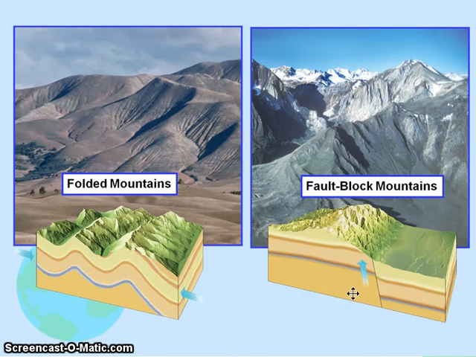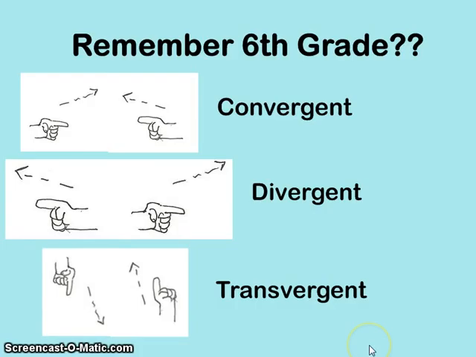Here we can see that we have faults that can create folded mountains, or what's called fault block mountains. It's when one plate moves up and the other one slides down. So let's do a quick review. Do you remember this from 6th grade?